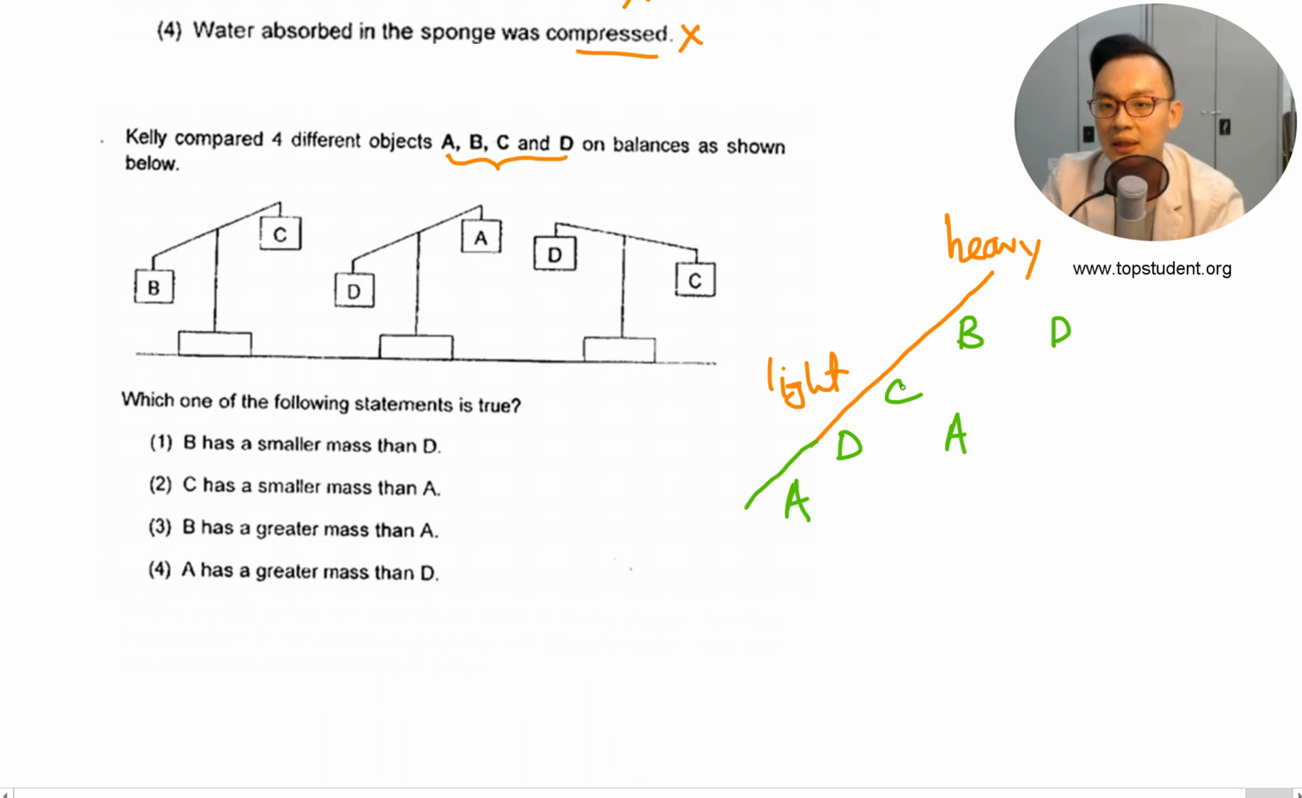So your line is like that. So B, C, D, A. So this is from light to heavy. So that's how you analyze this kind of questions. And then once you have this, all this is very easy to do already.